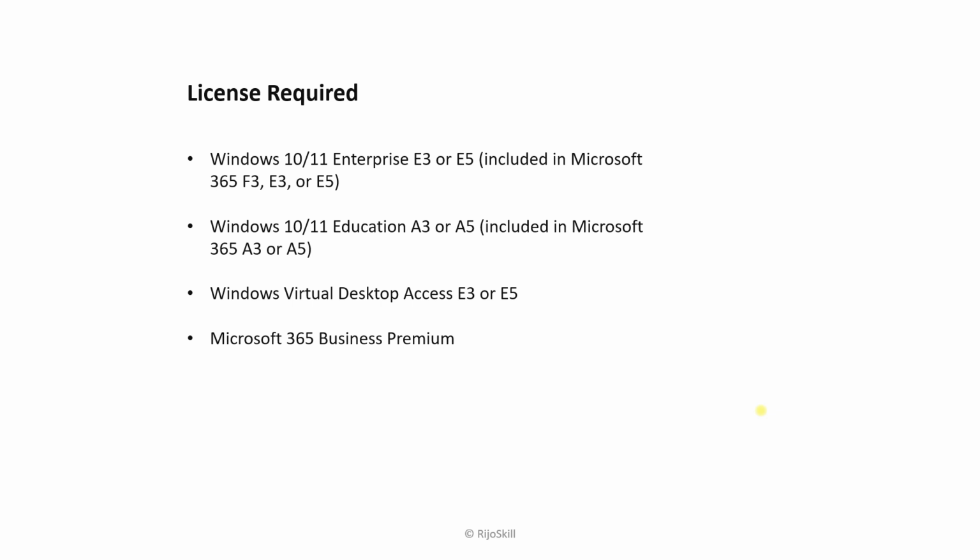Next we will check the licenses required. Windows 10, 11 Enterprise E3 or E5, included in Microsoft 365 F3, E3 or E5. Windows 10, 11 Education A3 or A5, included in Microsoft 365 A3 or A5. Windows Virtual Desktop Access E3 or E5, and Microsoft 365 Business Premium.